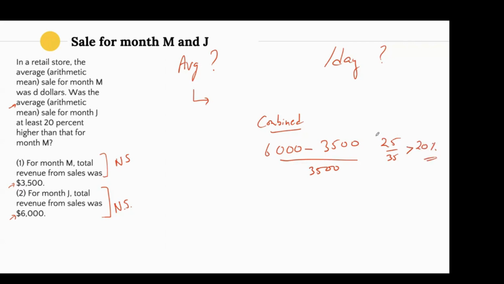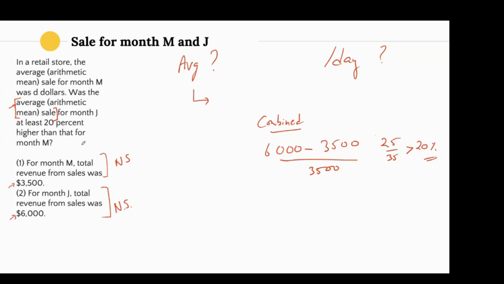So since this revenue increase is more than 20%, can I say that the average sale for month J was at least 20% higher? For that, again, the question becomes, what does it even mean? Remember, the two statements are talking about total revenue, not the averages. It's a retail store. So how would you calculate an average sale? So that becomes the question.